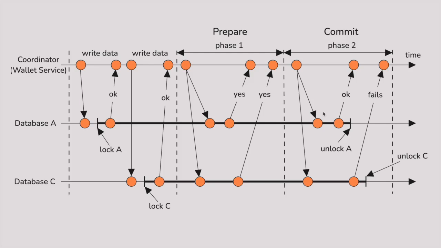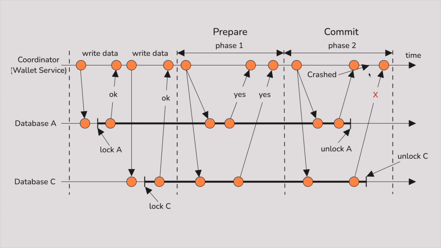The second problem is the reliability of the coordinator. Since the coordinator is a single point of failure, if the wallet service that acts as a coordinator in a two-phase commit transaction fails, then we don't know the status of the transaction and we might end up with a partial update on the database. If the coordinator crashes at the commit phase after one of the transactions succeeds, then the other transaction might never succeed and we end up with a partial state.